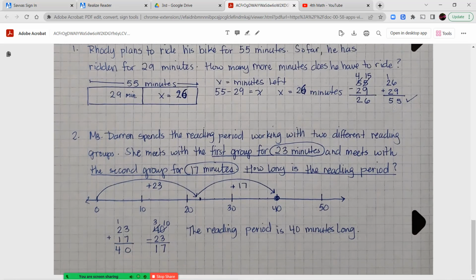For number 2, Ms. Darren spends the reading period working with 2 different reading groups. She meets with the first group for 23 minutes. She meets with the second group for 17 minutes. How long is the reading period?